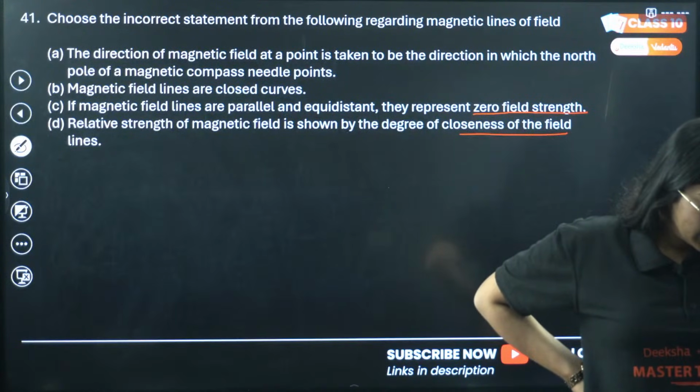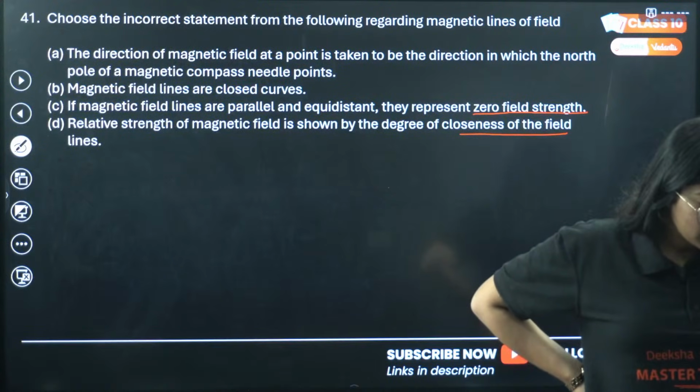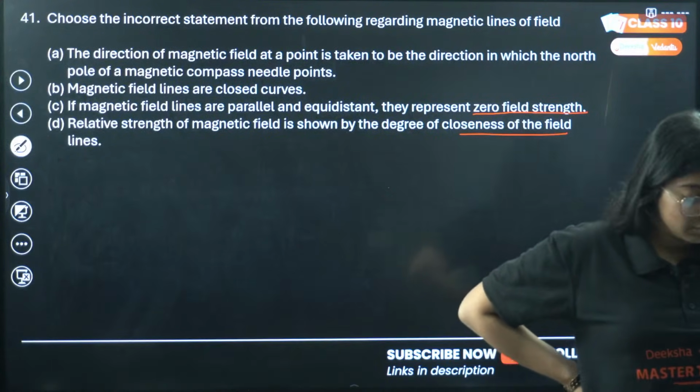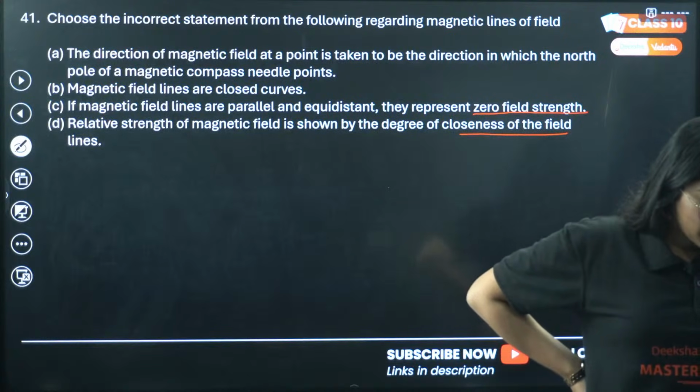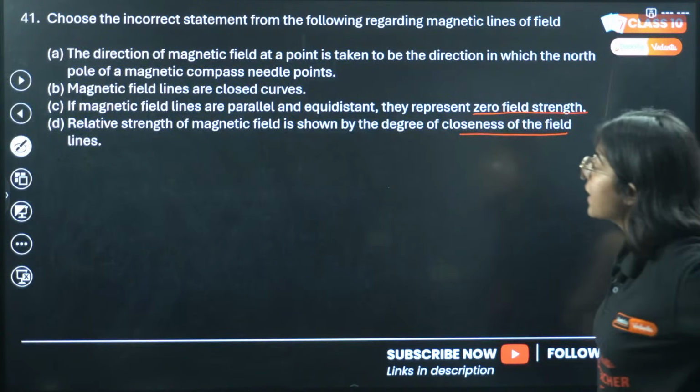B, D, I'm getting answers as C. Okay, anyone with D? Okay, C, B. Okay. Let's see.